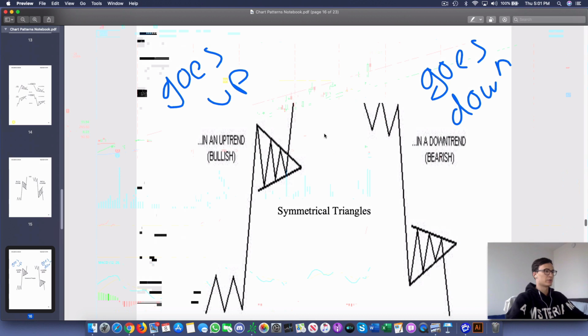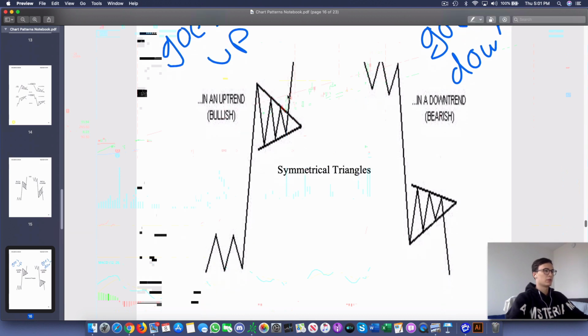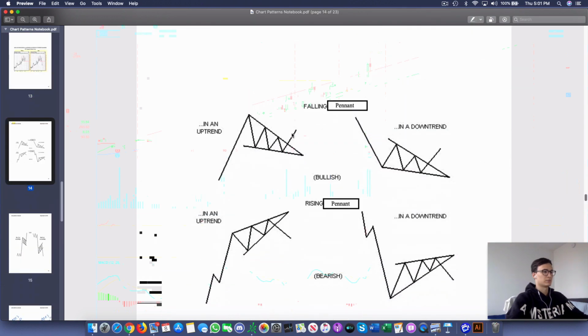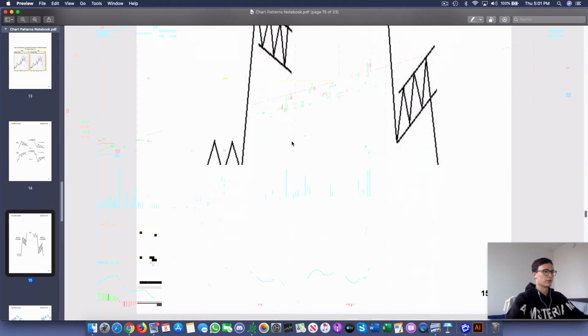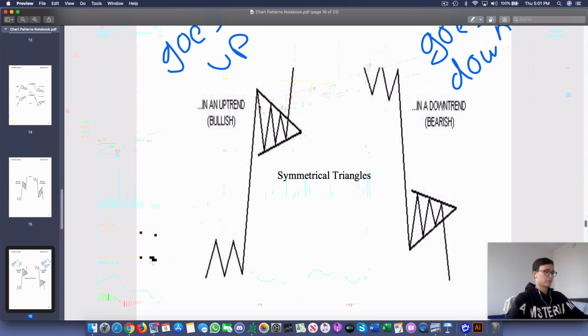Okay, so in an uptrend, this would be a symmetrical triangle, similar to the flat symmetrical triangle, but instead it doesn't have a flat support or resistance. It goes down, similar to that pennant that we were talking about earlier. So in an uptrend, again, prices are increasing. It's kind of the same concept, but different patterns.